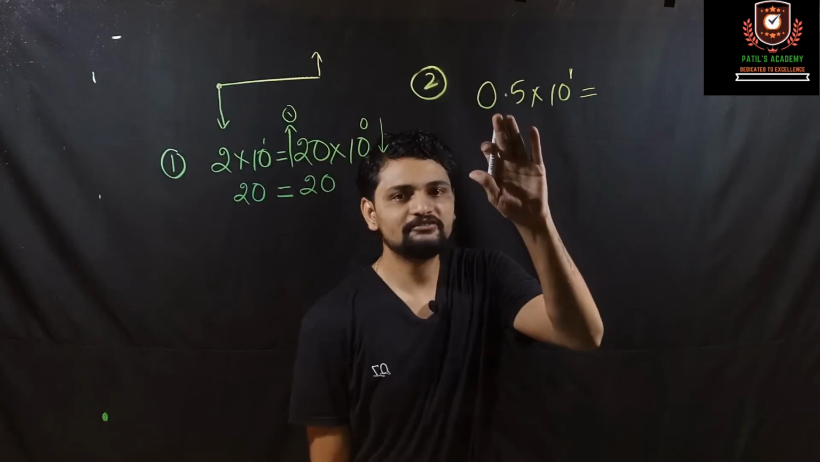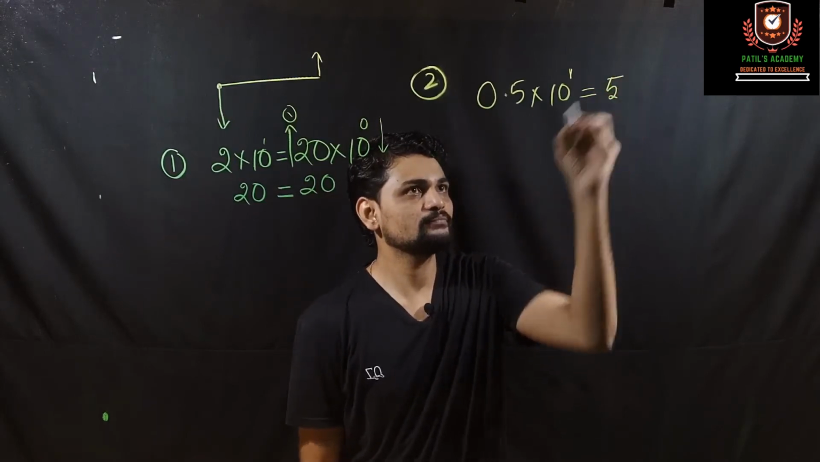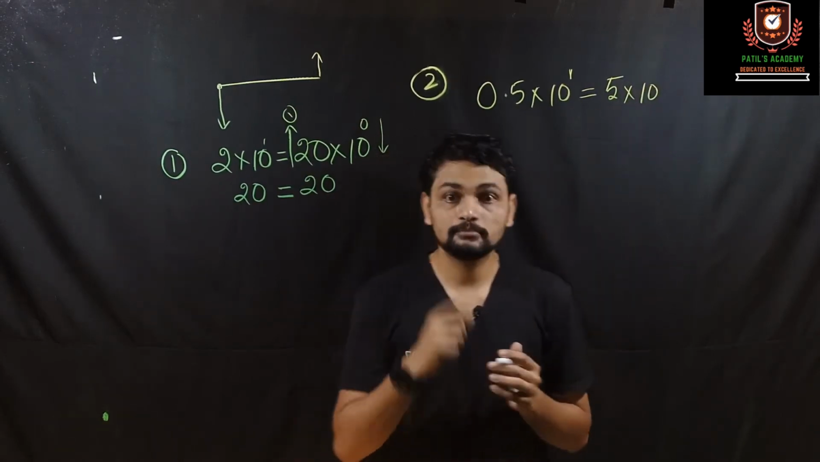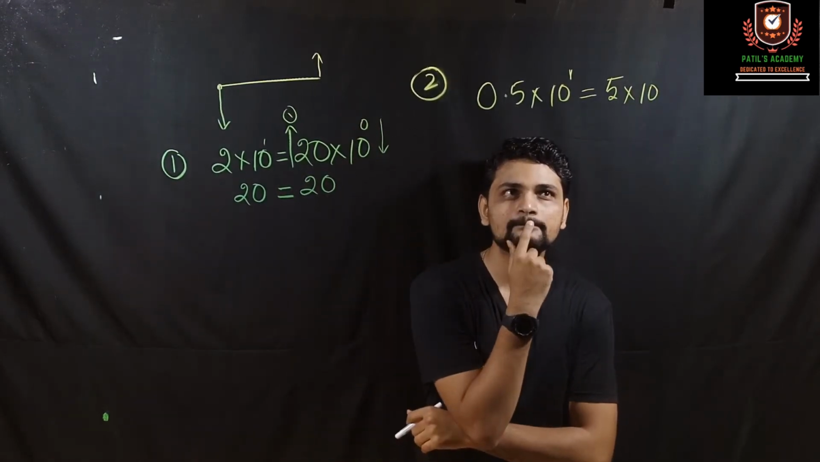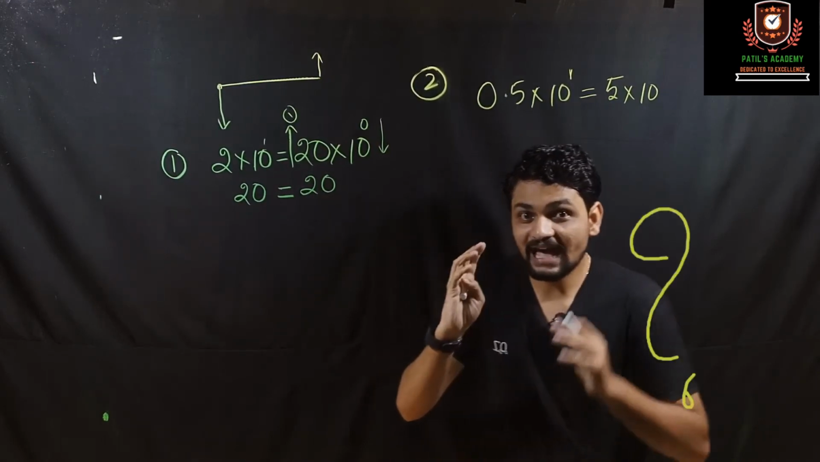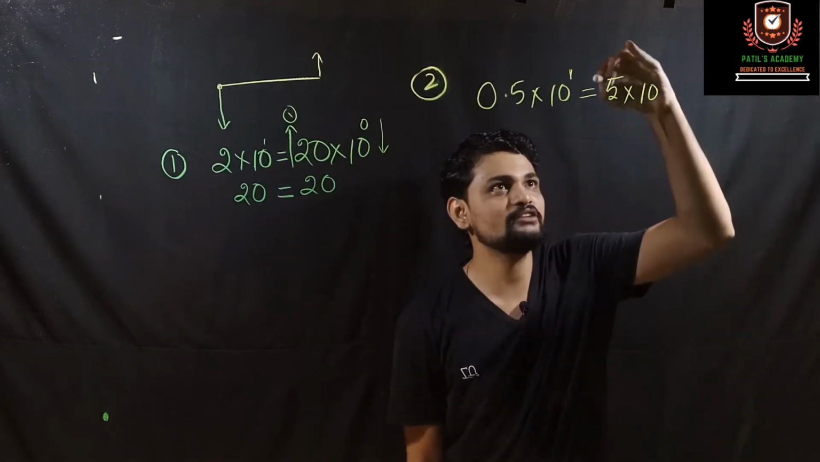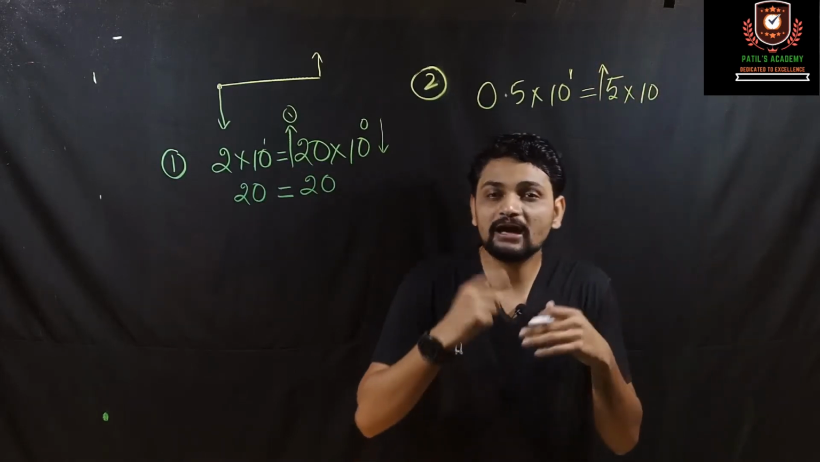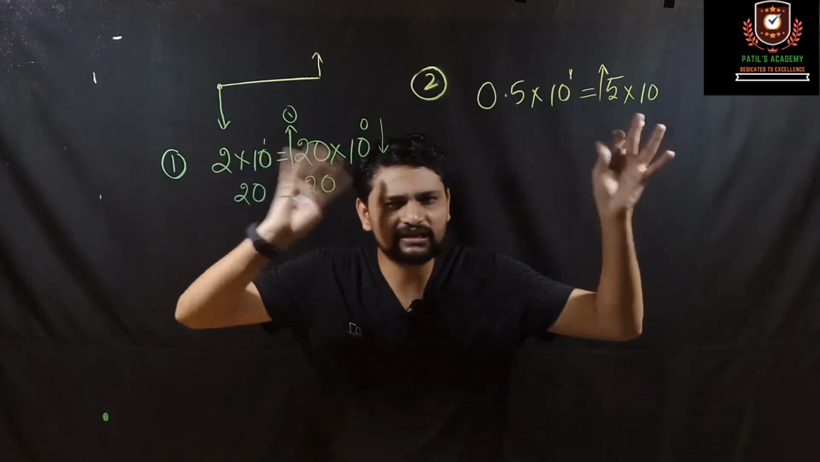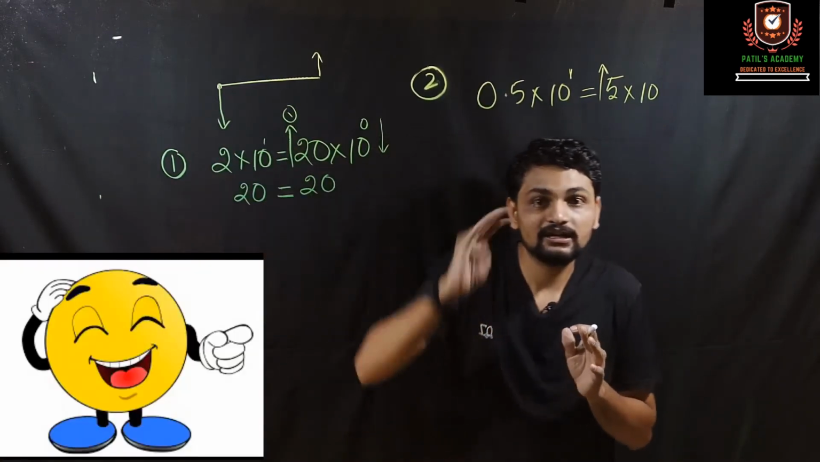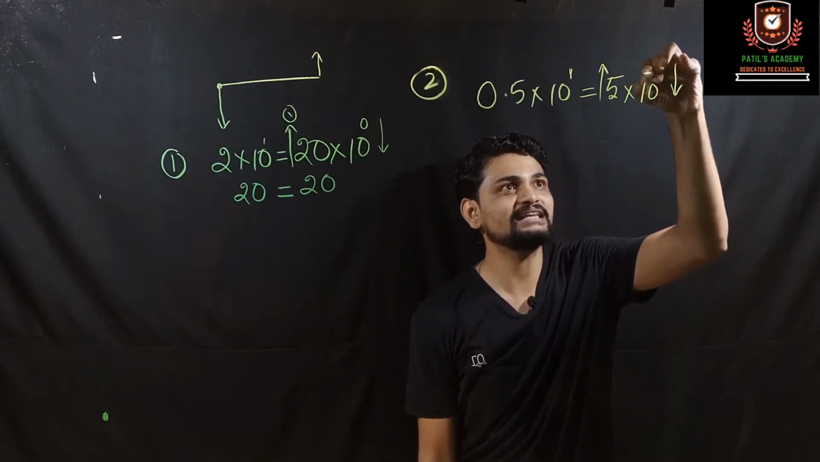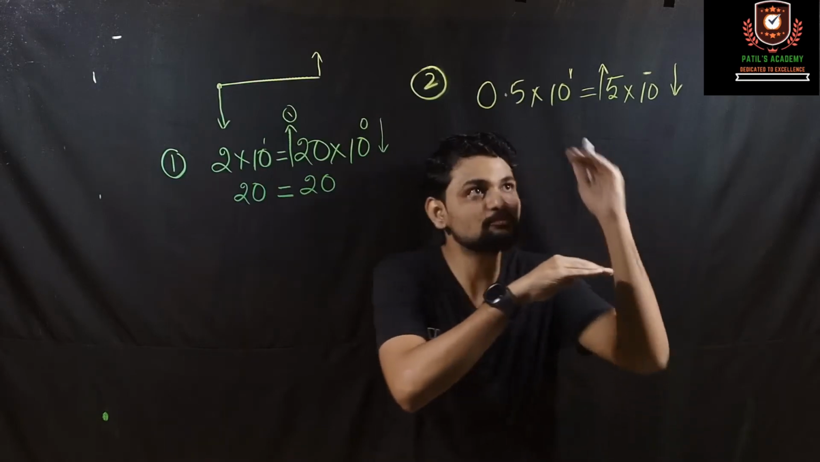Now this 0.5, I want to make it 5. How much will the 10 power be? From 0.5 to 5, am I increasing the number? Yes, I'm increasing it. I'm just shifting the point one place towards the right. I'm telling you that if one is increasing, this should decrease. A decrease in 10 power means a minus. Whenever the 10 power decreases, put a minus sign.